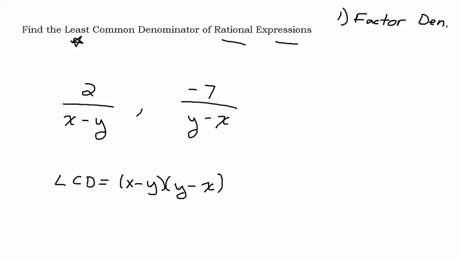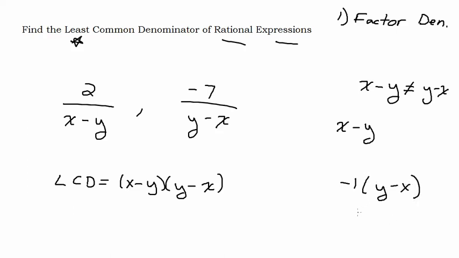Remember, if they're the same, you can just write it once. But they're really close, all right? They're switched, right? And subtraction is not commutative. So these 2 things are not equal if you switch them. But if you multiply one of these guys by a negative 1, so let's say I take negative 1 and multiply it by y minus x, I get negative y plus x, which is the same as x minus y.